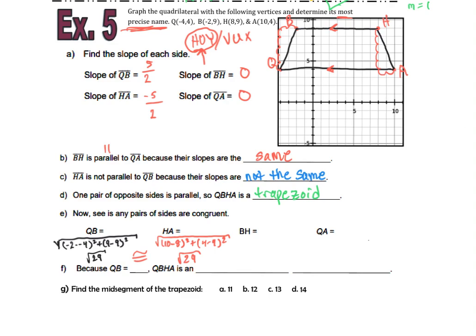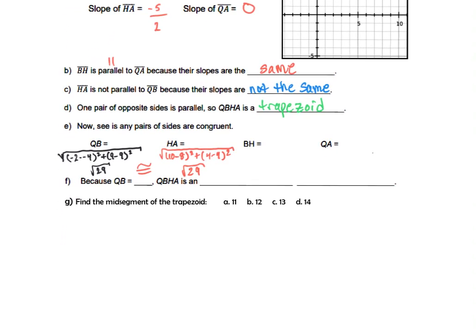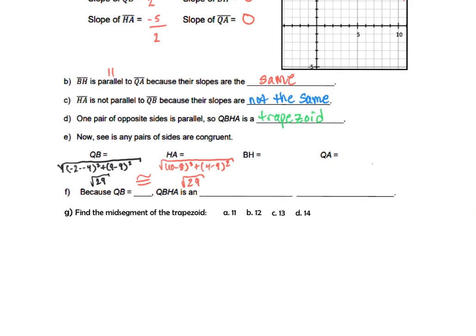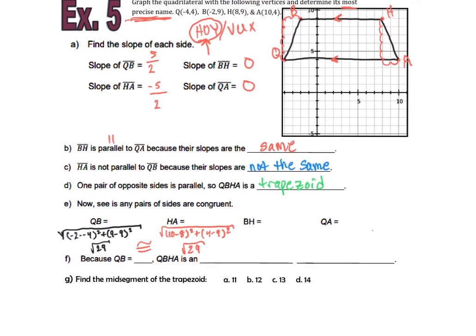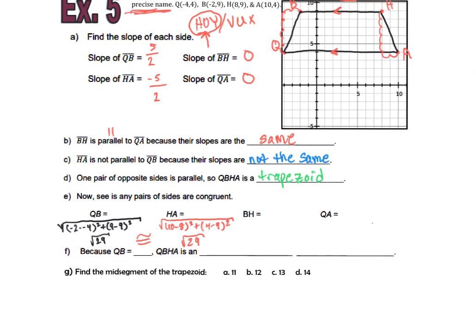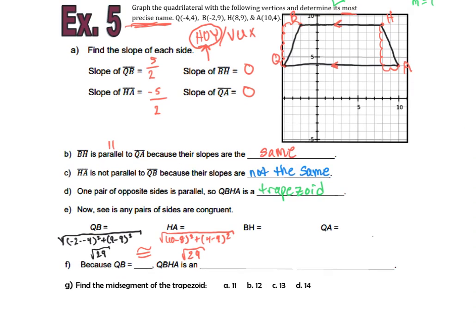Now let's look at part E. You'll see I've already filled in part E a little bit, so I was trying to get a little ahead here. It says to see if any pairs of sides are congruent. Because we know it's a trapezoid, but is this an isosceles trapezoid? Let's prove it. If it's an isosceles trapezoid, the two legs, which in this case would be QB and AH, have to be congruent. So we're going to look at the distance of Q to B and the distance of A to H, use the distance formula twice and see, are they the same?